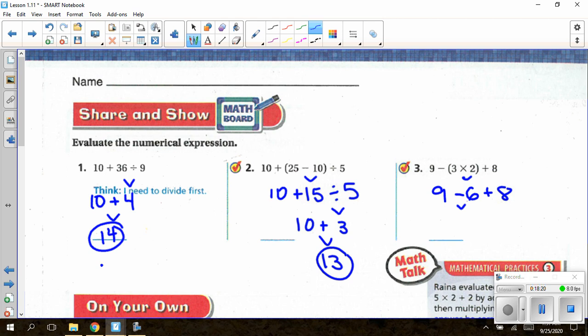You cannot switch the two numbers when you're subtracting either, because again, that would not give you a correct answer. So for this expression, 9 minus 6, we know it does give us 3. Write down the plus 8. 3 plus 8 does give me the final answer of 11.